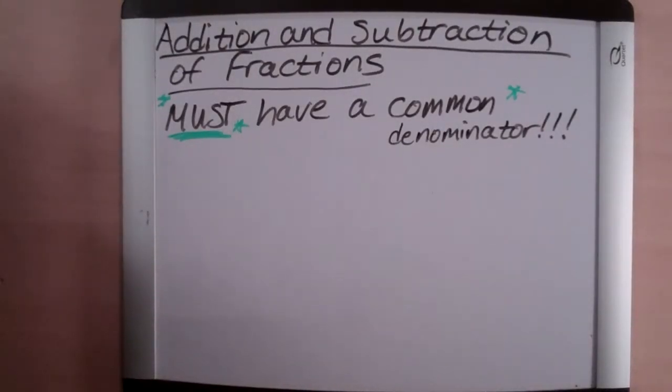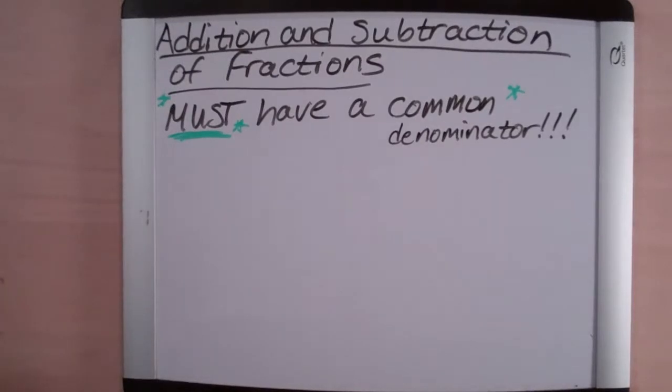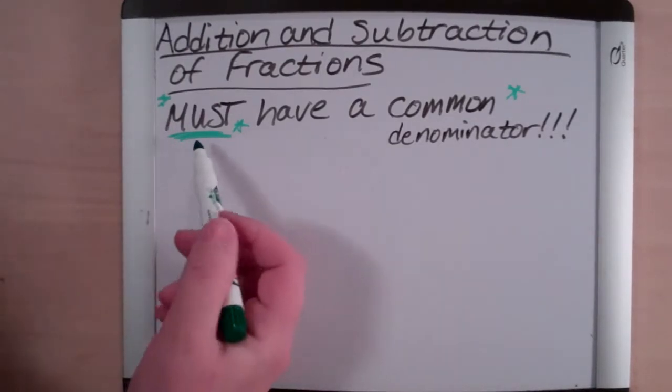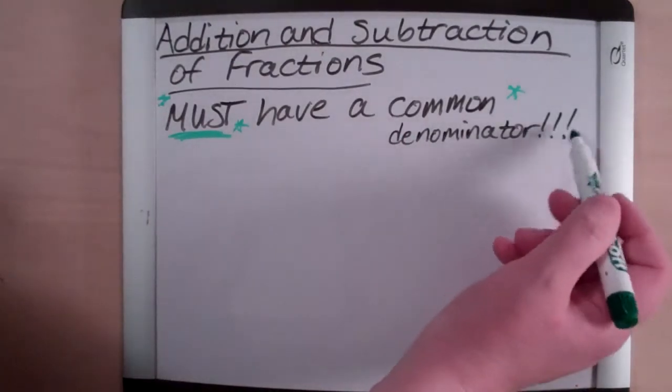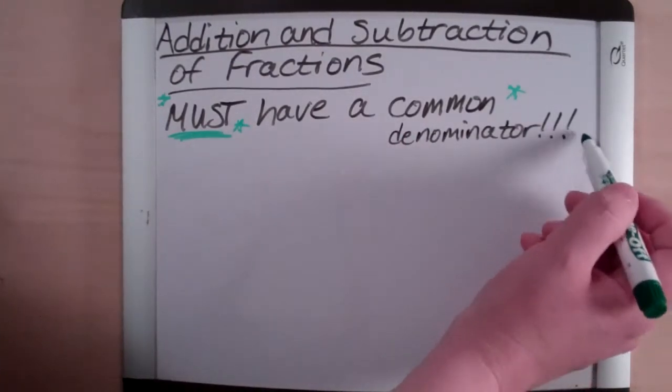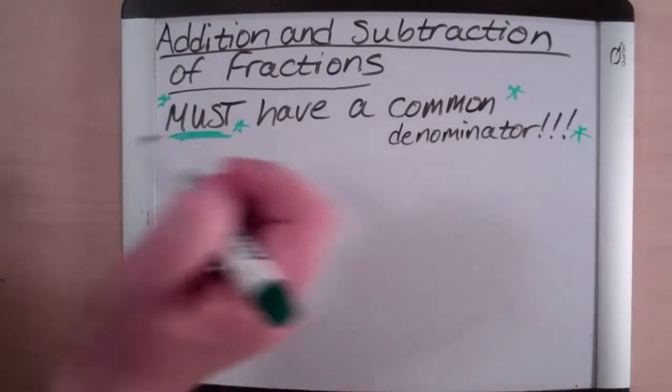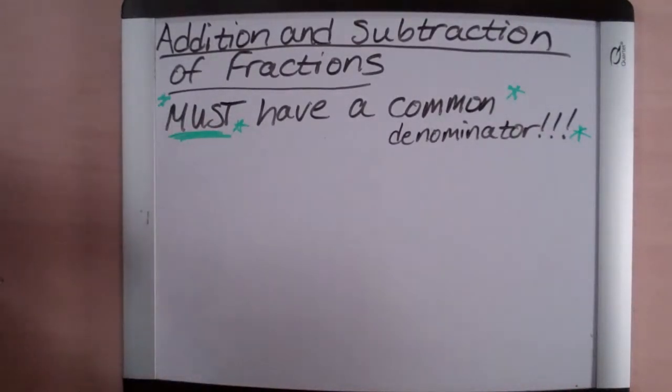Alright, our topic is going to be the addition and subtraction of fractions. And I just wanted to point out that the very key idea here is that we must have a common denominator. And so you might want to put some asterisks around it and triple exclamation points to remember that the denominator must be the same in order to add fractions.